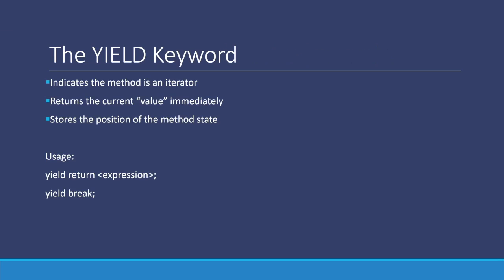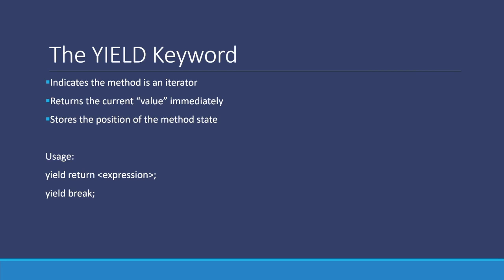As we move forward, the next thing to understand is the yield keyword. So what is the yield keyword? Well, the yield keyword indicates that the method it's within is an iterator. That means that method is iterating over a collection of something. It also returns the current value immediately. We'll see that example shortly. And it stores the position of the method's state. That will also be something I'll show very shortly as we go to the example.